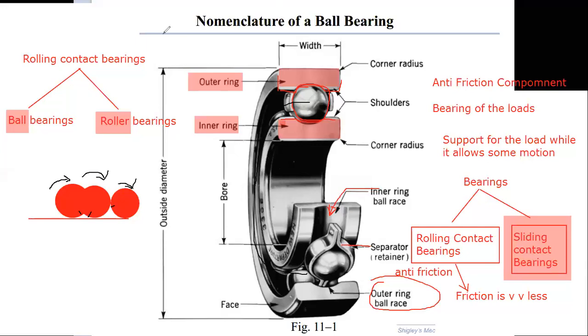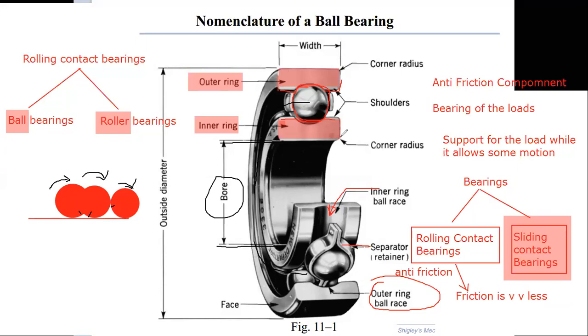Actually, so this is what we have now. If you look at the inner ring, it has some inside diameter, which is known as the bore. Okay? And with this bore, we make the selection of the bearing so that it can fit into a shaft. Okay? Right?